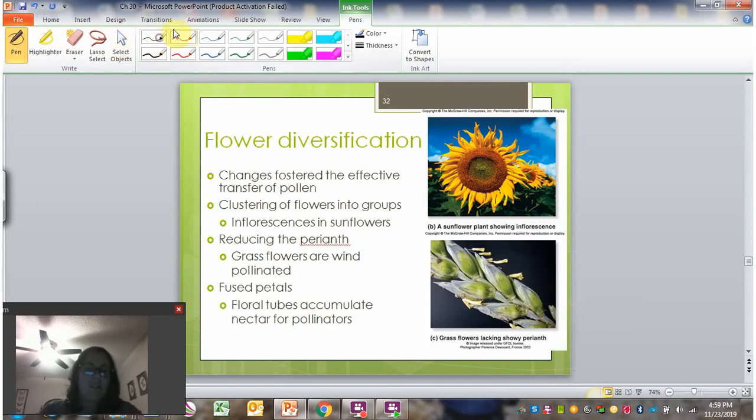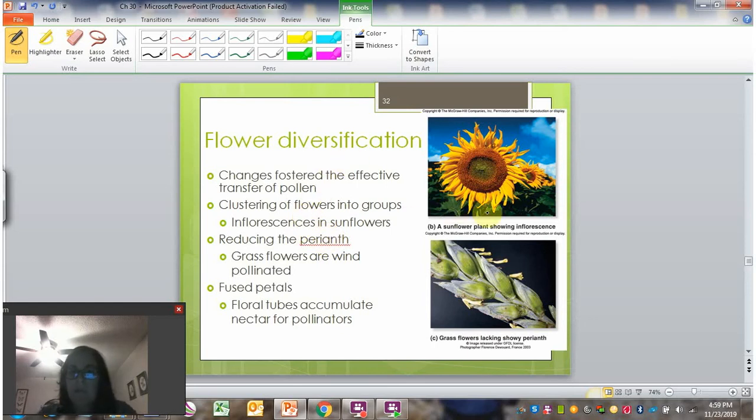So in addition to the difference between monocots and eudicots, like I said, we're just going to talk about diversity in flowers generally and talk about where that comes from. So we see a lot of flower diversification just to increase the movement of pollen. And that can be changing the amount of pollen or changing the way the pollen is transferred.